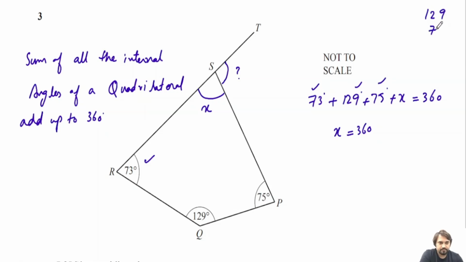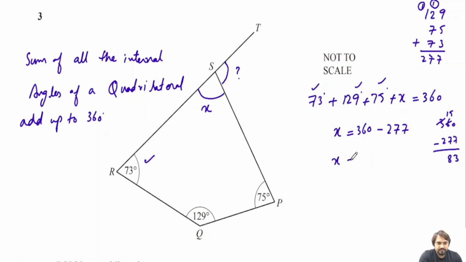129, 75, and 73. So 9 plus 5, 14, 14 and 3, 17, 7, 1 carry. One and 1. So we have 277. 360 minus 277. So X is equal to 83 degree.